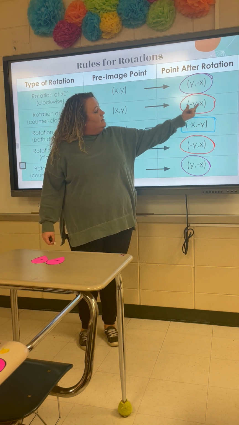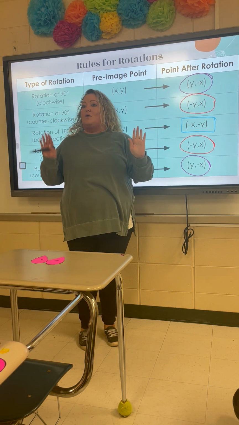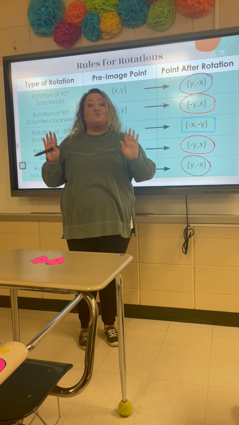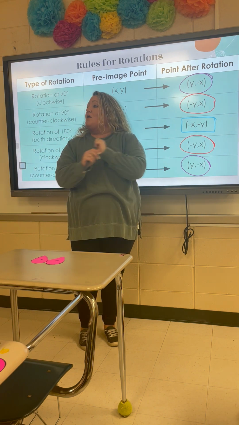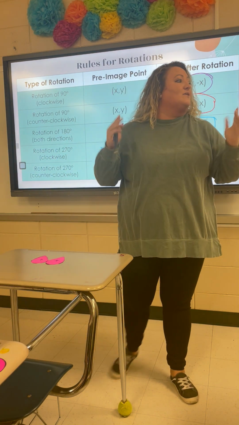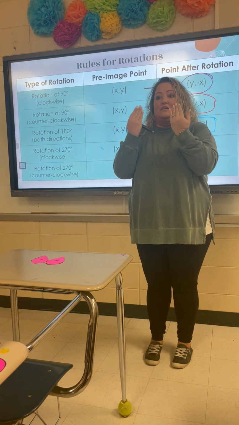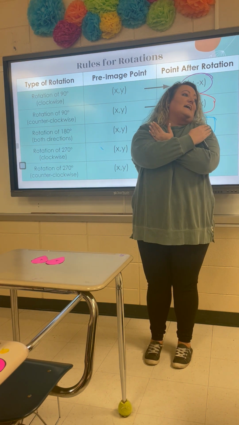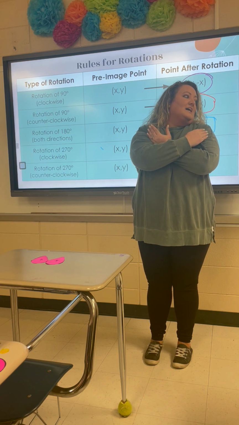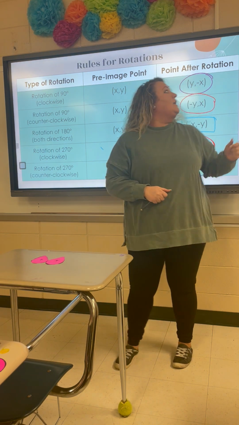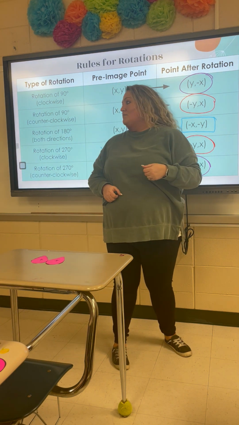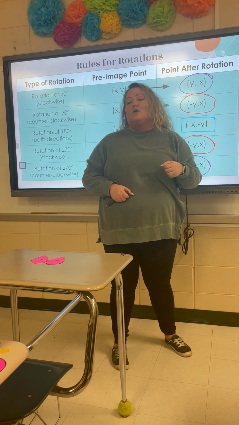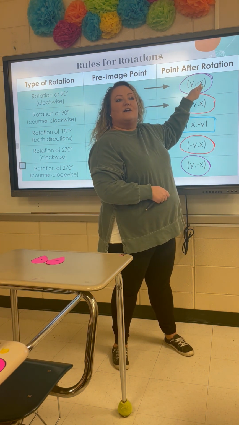All right? Now, one thing I want you to see about this rule, look at the X and the Y. What happened to the X and the Y's? They switched positions. And that's probably one of the toughest things to remember, that the X and Y's in the original are now going to switch, and the Y value will go first and the X value will go second. And then one of them, depending on how many turns, will become its opposite sign. Remember when we did our shortcut yesterday for reflections?